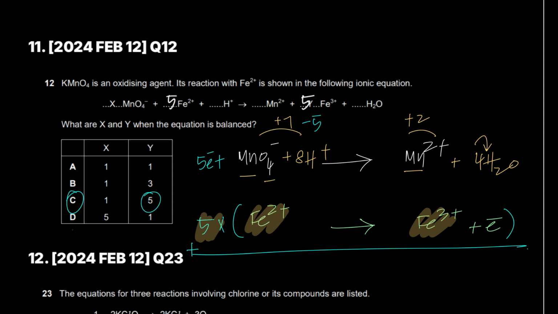Y is 5. I just looked at this 5. I thought Fe2+ is X, but it's not. But this 5 is with Fe2+ and this 5 is with Fe3+. You can add these equations together if you want.